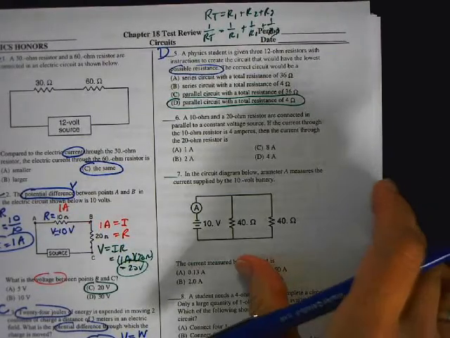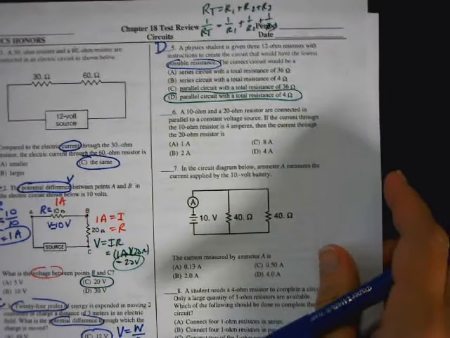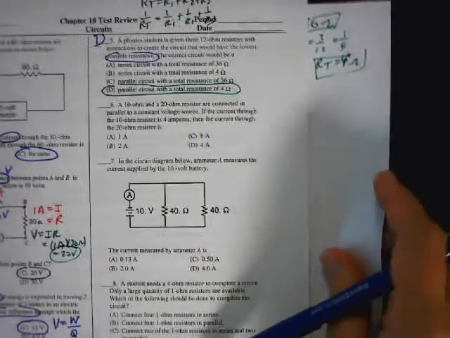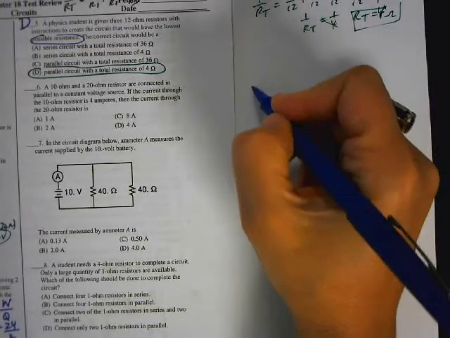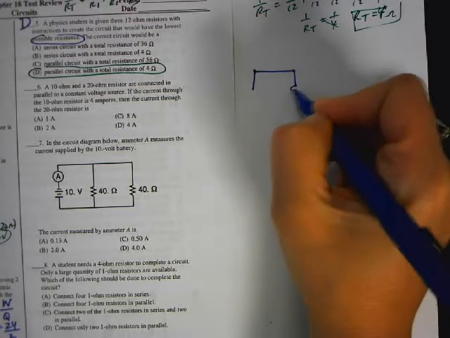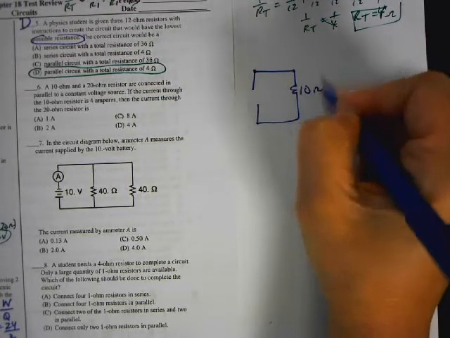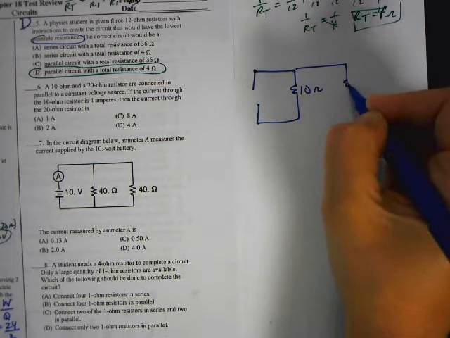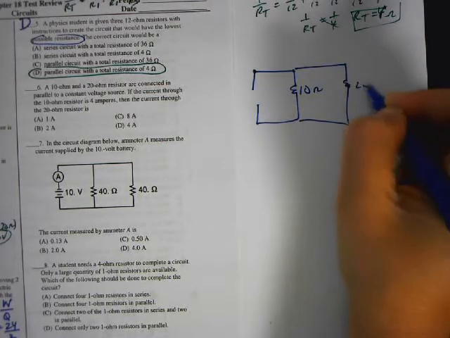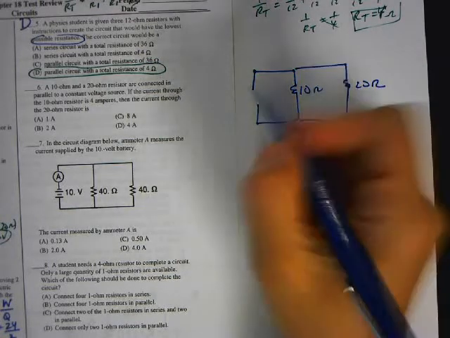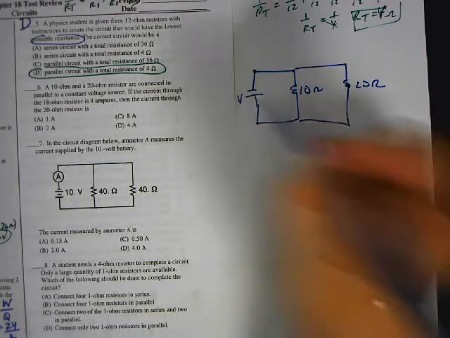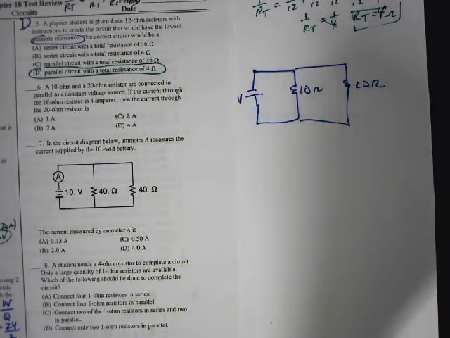So, in parallel, if I wanted, I could draw a picture. So, I have a 10 ohm and I have a 20 ohm that are connected in parallel to a certain voltage source, which is constant. The current through the 10 ohm resistor is 4 amps.